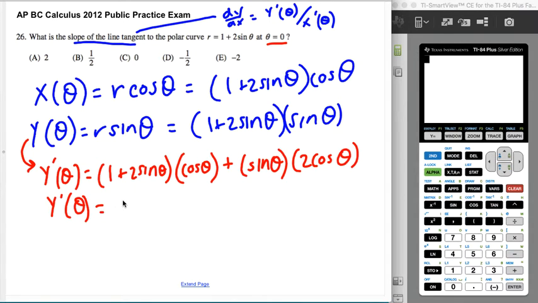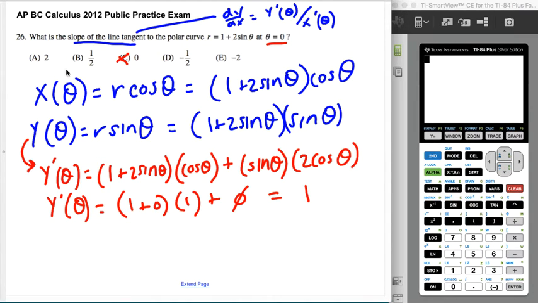Y prime of 0 is going to be 1 plus 0 times a 1 plus a whole bunch of 0, right? Because that's what sine of 0 would be. So I just get a 1, right? Which means I can pretty much instantly cross off the answer that it's 0, right? Because the numerator is a 1, right?